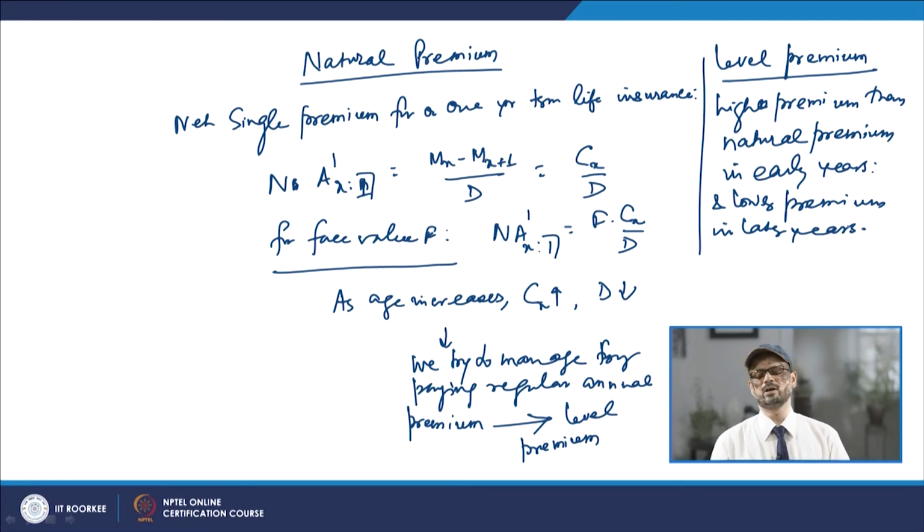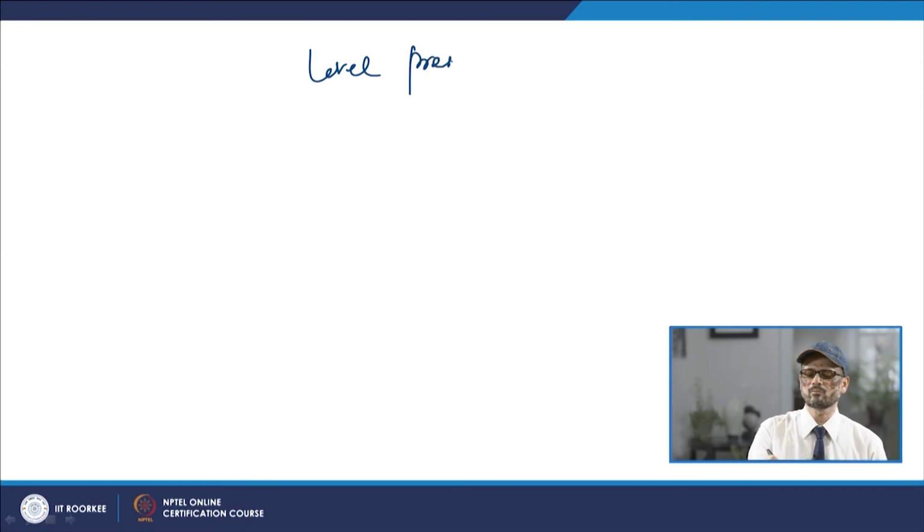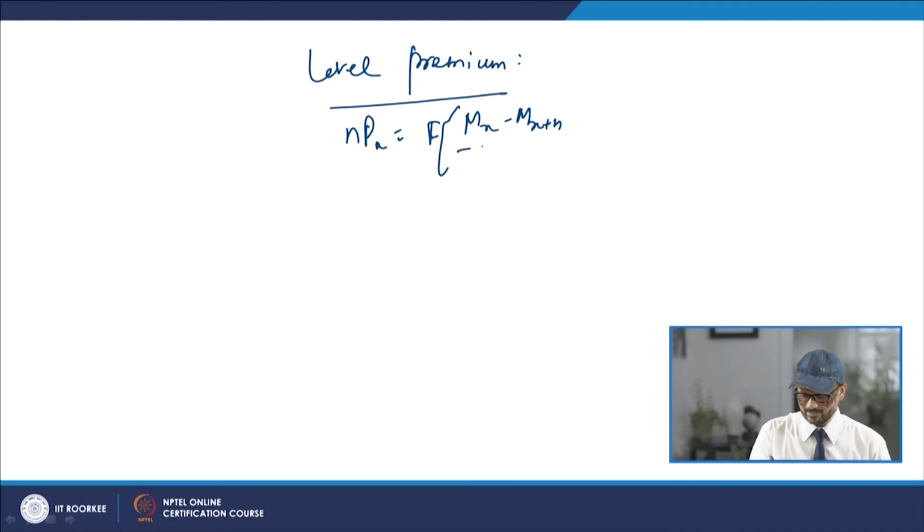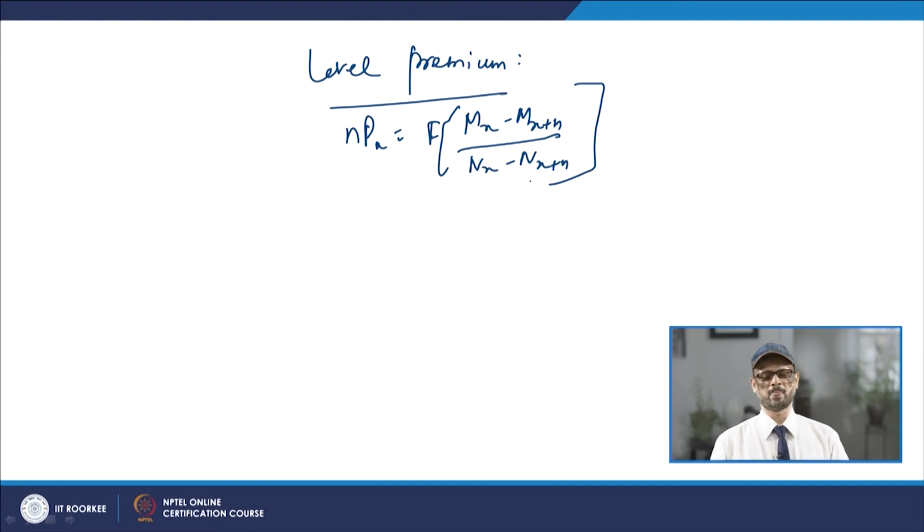So, that way you calculate these level premium. If you try to calculate the level premium, the level premium is calculated as NPx. So, that will be F of Mx minus Mx plus n divided by Nx minus Nx plus n. So, suppose a 15-year term insurance policy of 1 lakh is issued to a 50-year-old, in that case if you calculate these level premium and the natural premium.